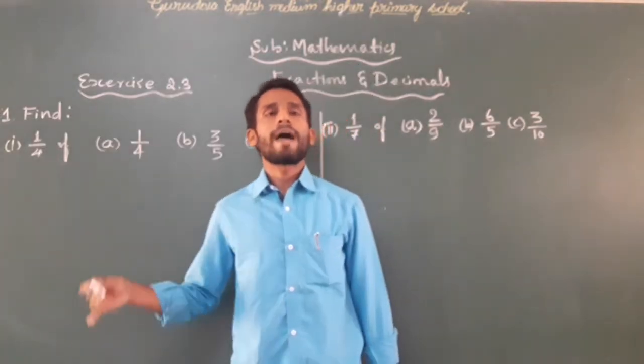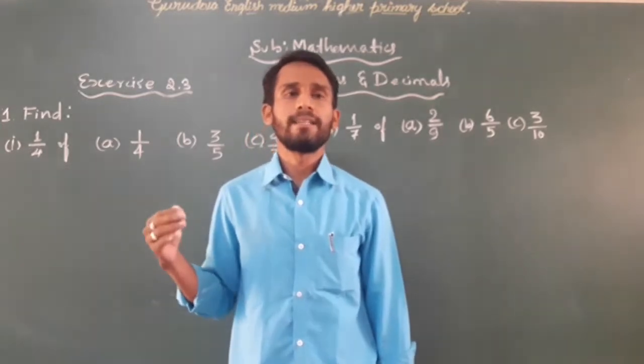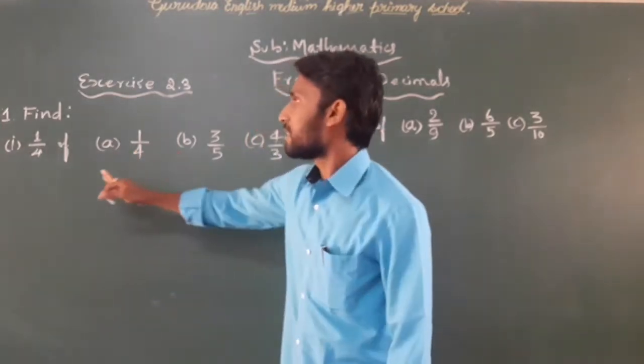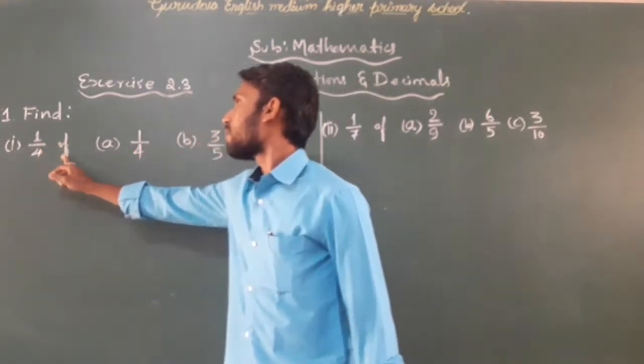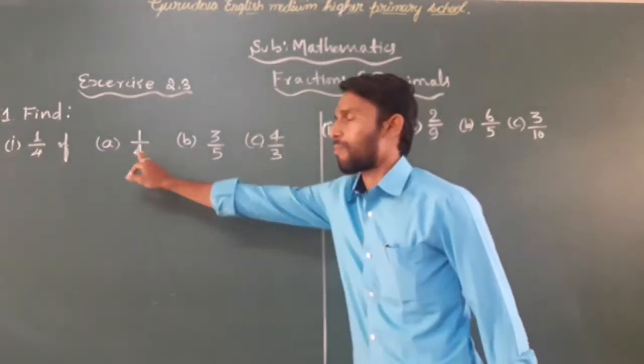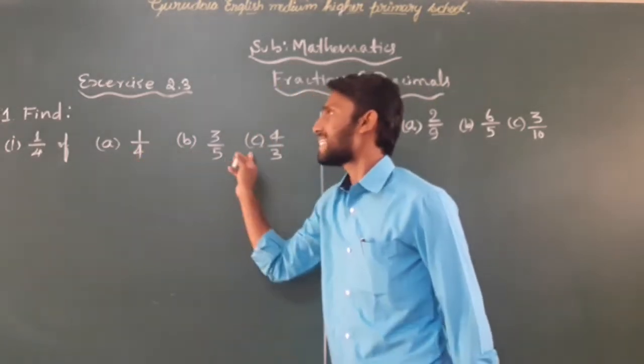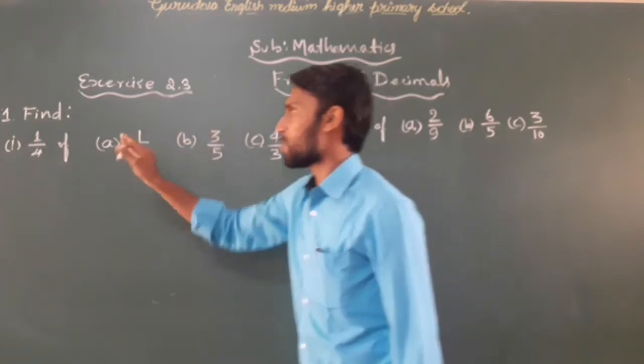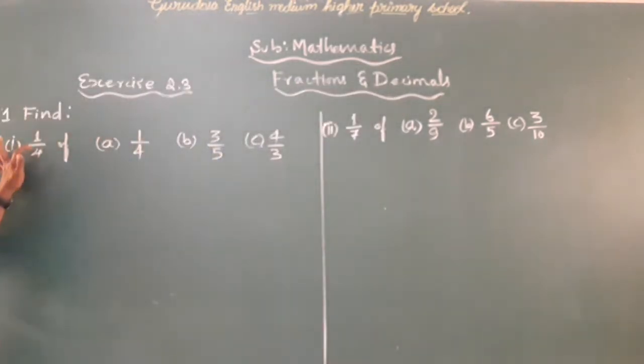Dear students, now I am taking your exercise 2.3. See, first we find 1 by 4 of, we have in this question 3 parts, A, B, C. First part, I am taking here 1 by 4 of 1 by 4. Solution.